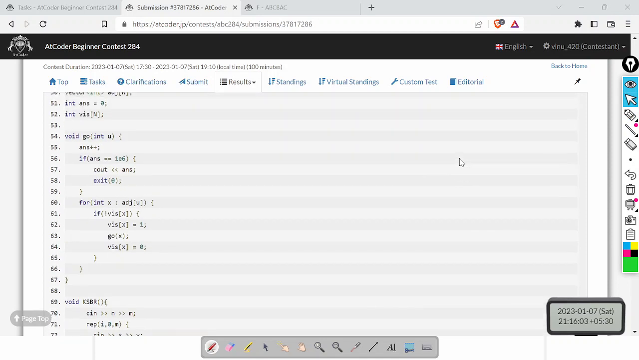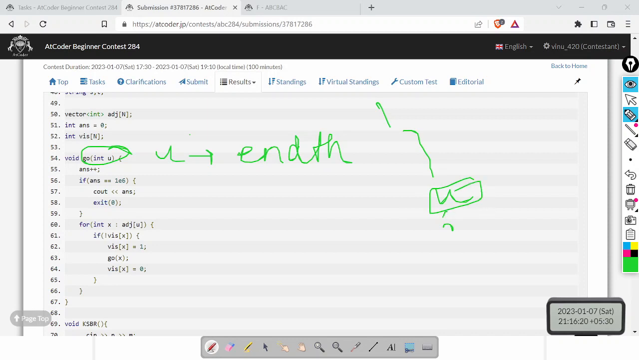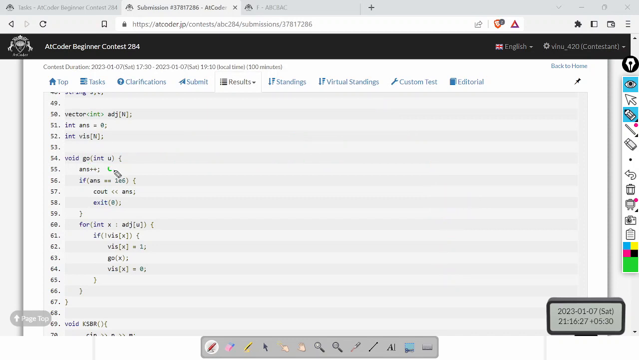So if we see this go function, in this go function we are at u, so obviously we can end the path here. We have found one path from 1 to u. We are calling go of u, we can end our path on u, or we can continue to extend our path and go to some other node. So if we end our path here, then we can do answer plus plus.